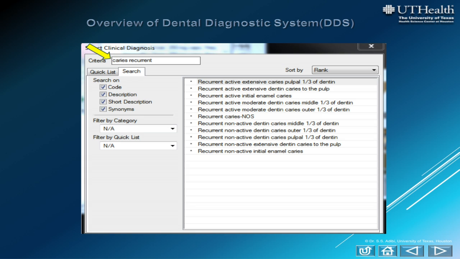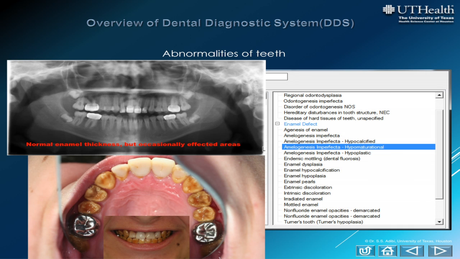Alternatively, if you wish, you can explore by typing in criteria that you think is your probable diagnosis, as I typed caries recurrent, and see what is available to choose in this particular subcategory. As you see here, abnormalities of teeth have several subcategories such as cementum defect, dental defect, enamel defect, eruption abnormality, number alterations, pulp abnormality, shape alteration, size alteration.